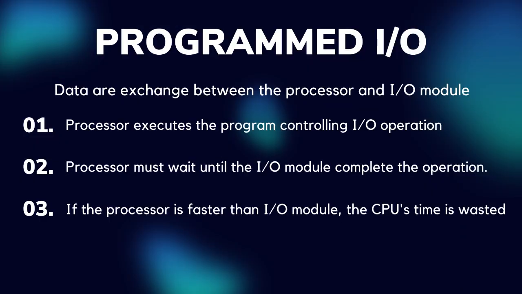Programmed I/O. In this process of exchanging data between the processor and the I/O module, the processor does three important things. First, the processor executes the program controlling the I/O operation. Second, the processor must wait until the I/O module completes the operation. And if the processor is faster than the I/O module, then its time is wasted.